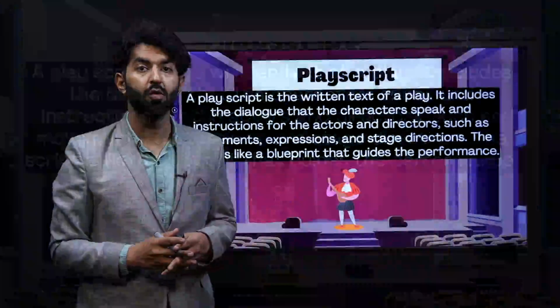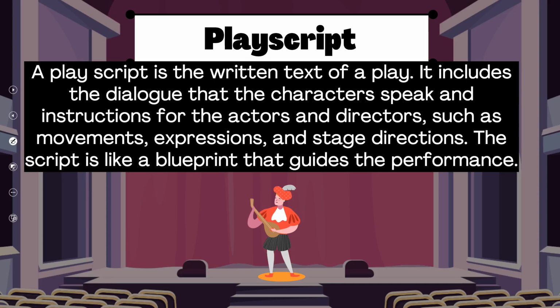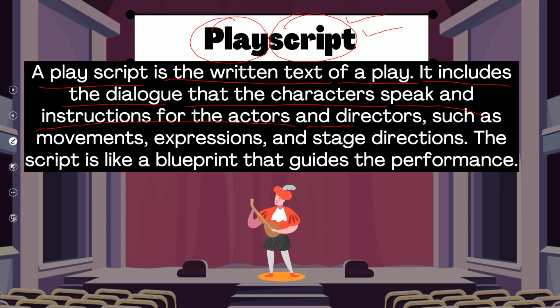Now let's talk about a play script. A play script is the written text of a play. So it's composed of two words, play and script. It includes the dialogue that characters speak and instructions for the actors and directors, such as movements, expressions and stage directions. The script is like a blueprint that guides the performance.